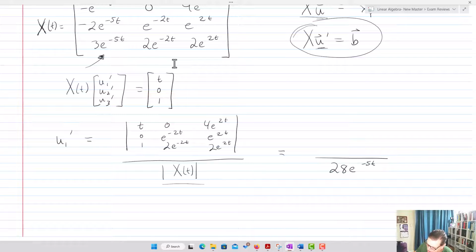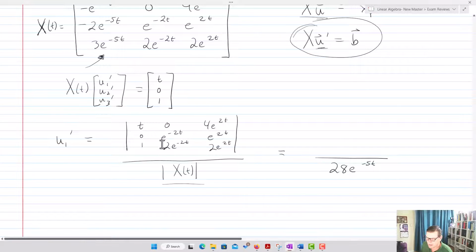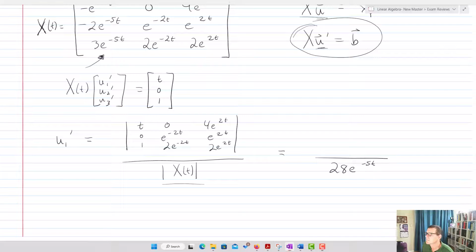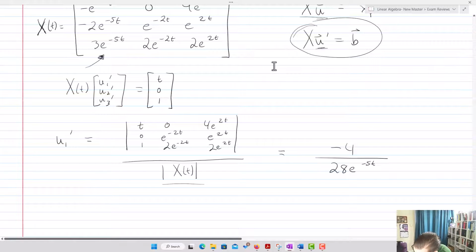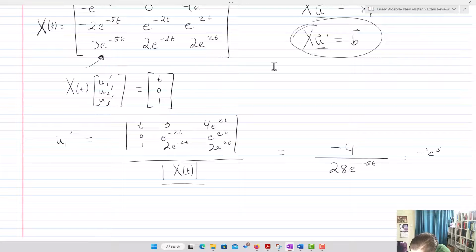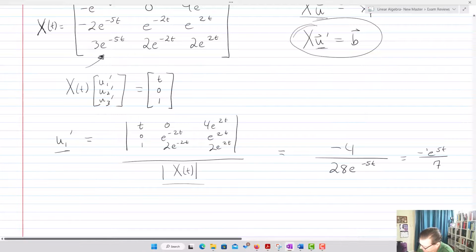Then I could utilize the same technology and find it here for this one as well. And when I go find that determinant, what I end up with is negative 4. So this ends up equaling negative e to the 5t over 7. So that's going to end up being u1 prime.